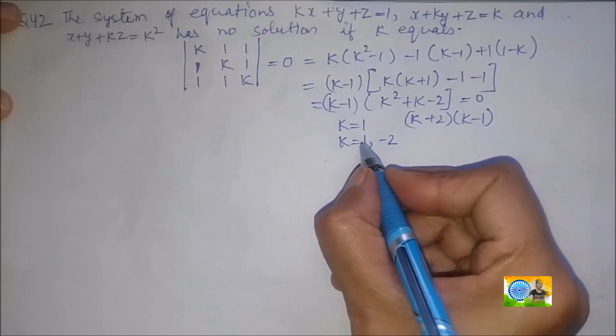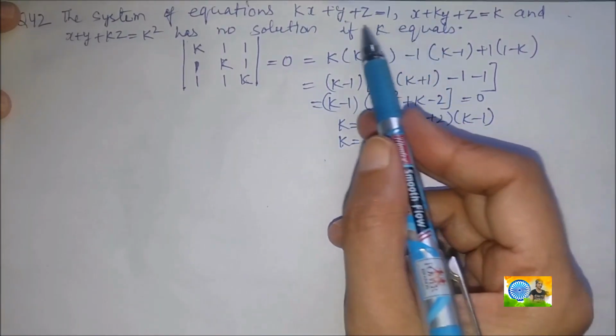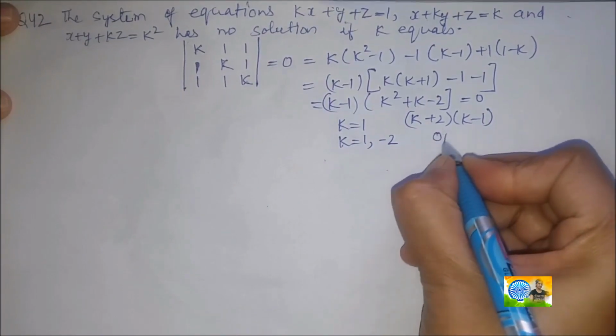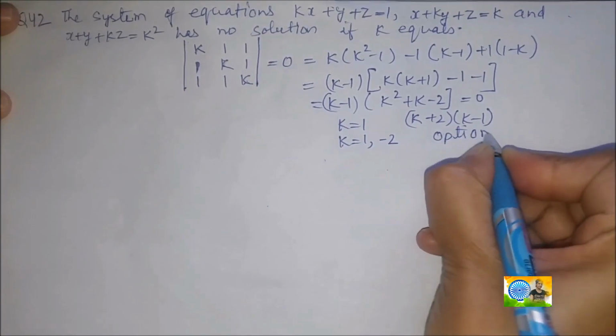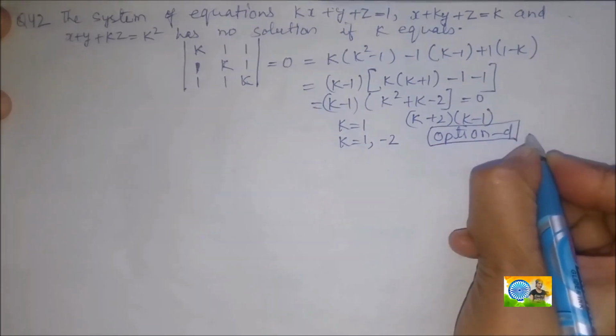So if I put k equal to 1, then these two equations become the same. So the value of k will be minus 2 and this matches with option D. So option D is the correct answer. Let us now see question number 43.